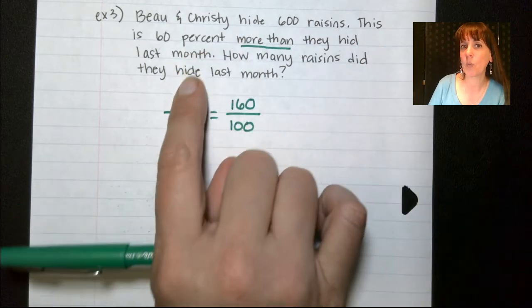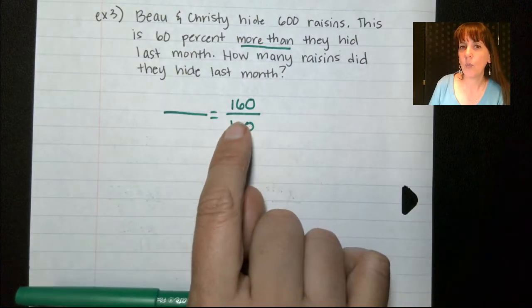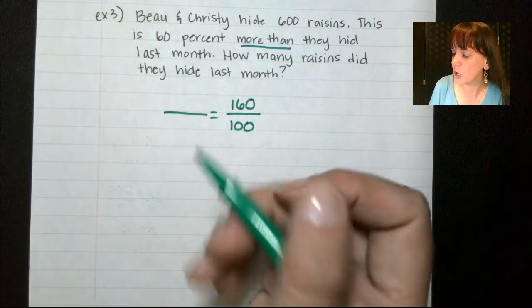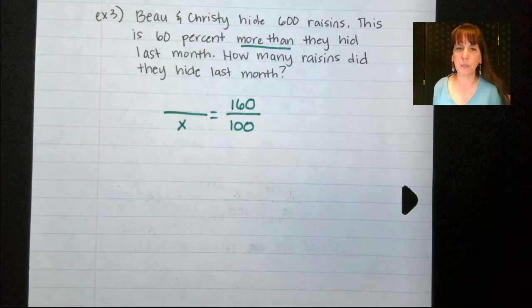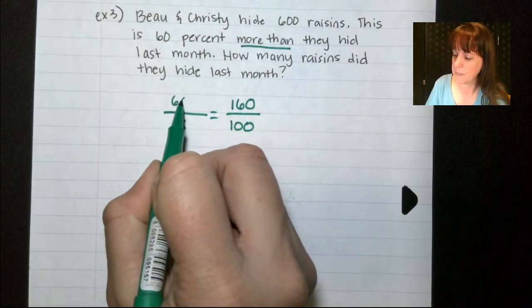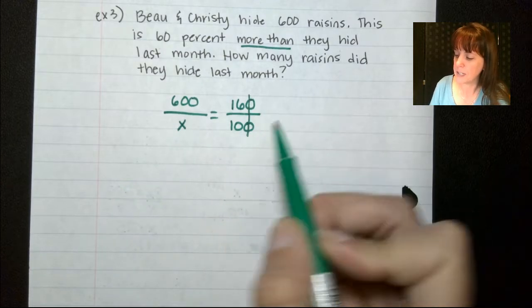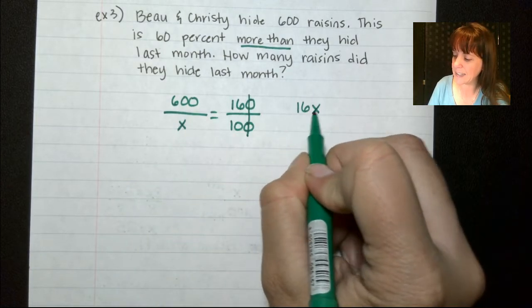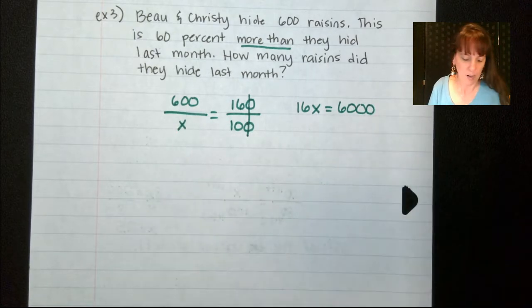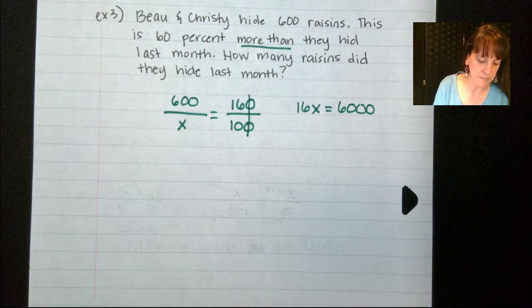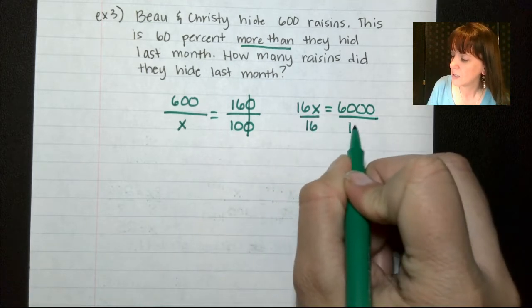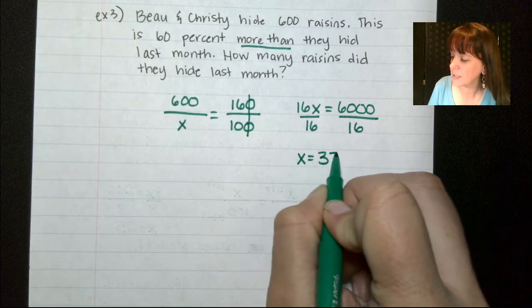This is 60% more than they hid last month. So how many did they hide last month? They hid 100% of the raisins last month, but we don't know how many that was. We just know the percent part of it. But what we do know is that we have 600 this month. So I'm going to lop off some zeros here, and I get 16x equals 6 with 1, 2, 3 zeros. All right, so then if we do 6,000 and divide that by 16, we end up with 375.